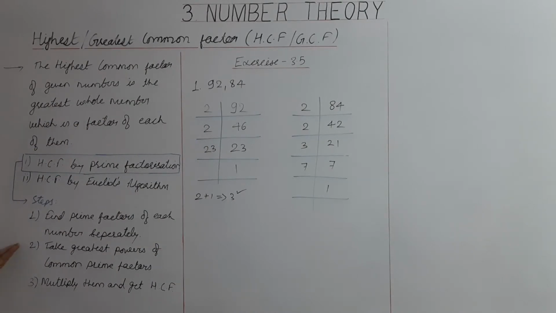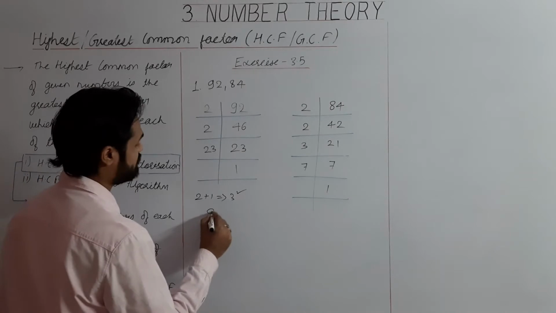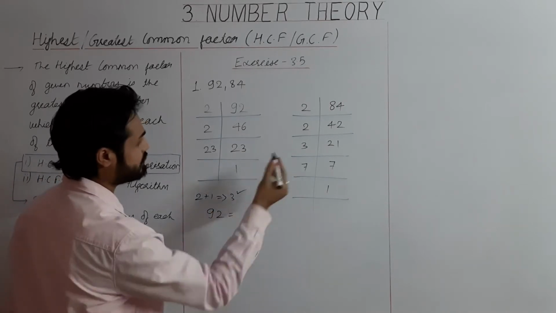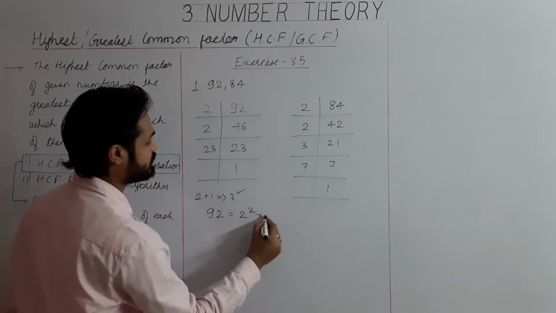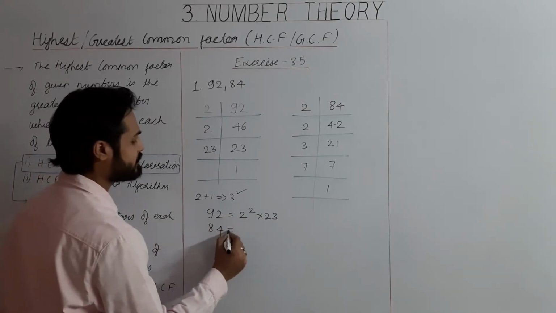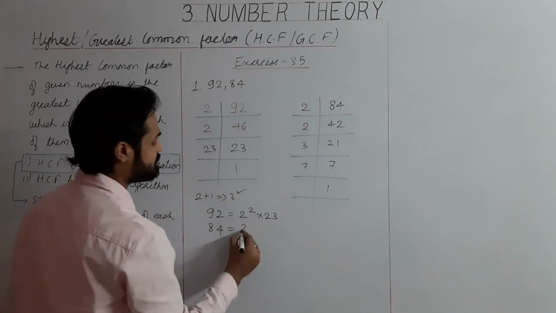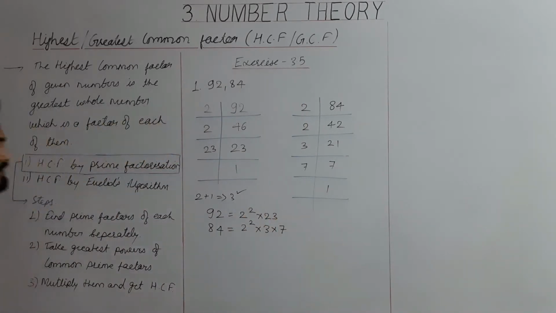Now in the second step, take greatest powers of common prime factors. First of all, we have to write the factors of 92 and 84. 2 to the power 2 into 23. These are the factors of 92. Similarly for 84, 2 to the power 2 into 3 into 7. So these are the factors of 92 and 84. Now we have to take greatest powers of common prime factors.